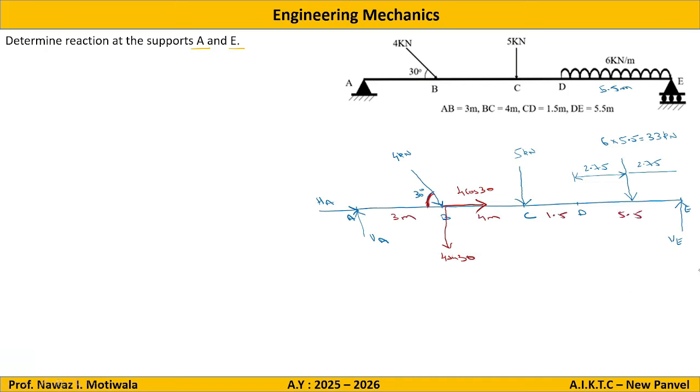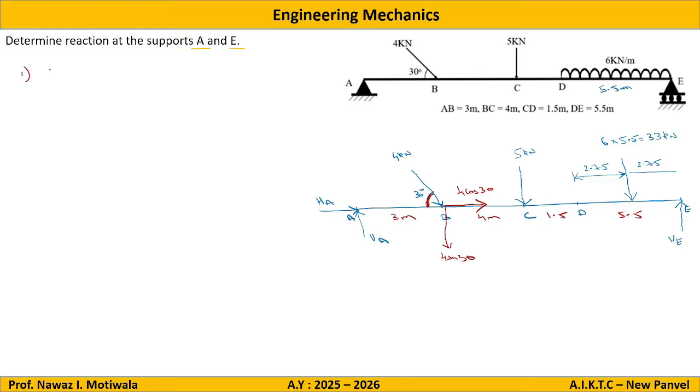Once you draw this free body diagram correctly, then the solution is very simple. We need to just apply three equations: summation of Fx equal to 0, summation of Fy equal to 0, and summation of moment equal to 0. That's it. For any question of support reaction, these will be the steps.